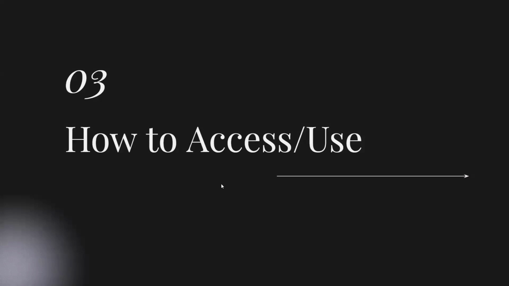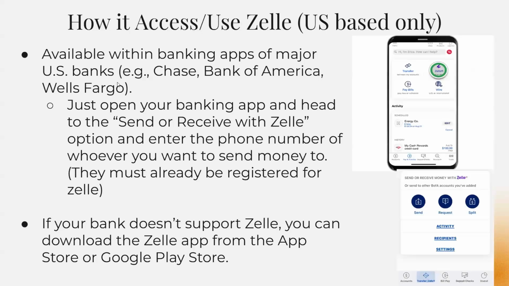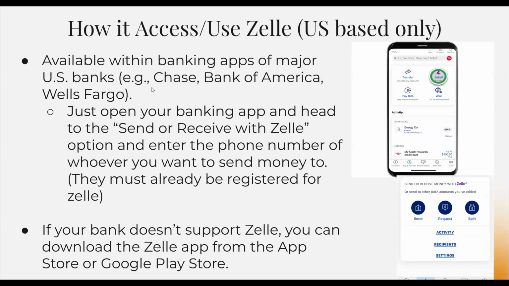And how to access it. It's available within banking apps. This is for Zelle, which is for the US. It's available within banking apps of major US banks like Chase, Bank of America, Wells Fargo, and many more. You can just open your banking app and head to the send or receive option, like here to the right. This is a Bank of America app, and there's a section called Pay and Transfer, and you can directly use Zelle in here.